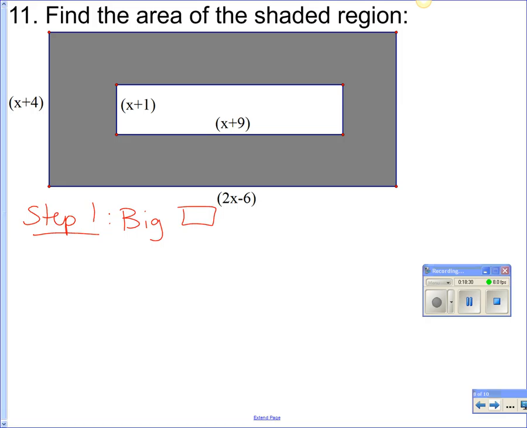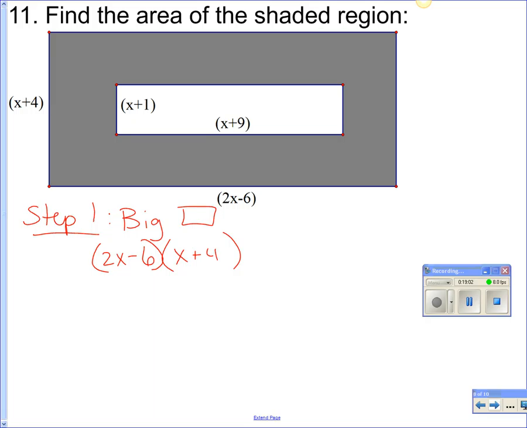All right, so step 1 is we're going to find the area of the big box. How do you find the area of a rectangle? Yep, length times width. So for this particular problem, what do they have for the length? Very good. What do they have for the width? And it doesn't matter which one you put in which parentheses. Okay, so step 1 is your big box.